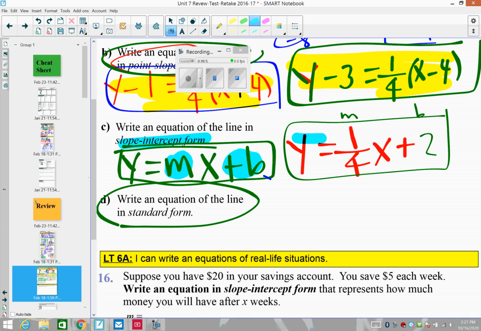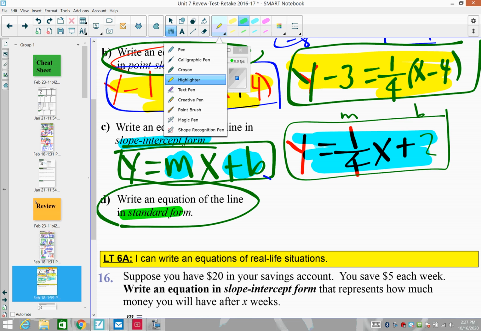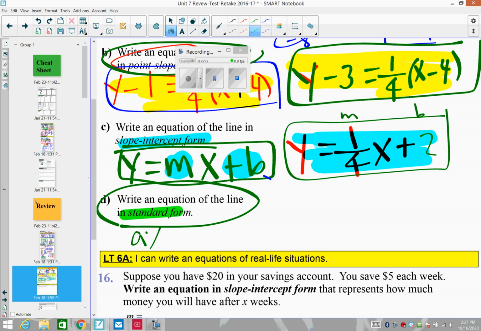This is y equals mx plus b, called slope-intercept. And finally, the last type is called standard. And with standard, it's called ax plus by equals c. So c means constant, just the number without a variable. So that's what we're going to solve for here. So I'm going to solve it right out of here, solving for c.